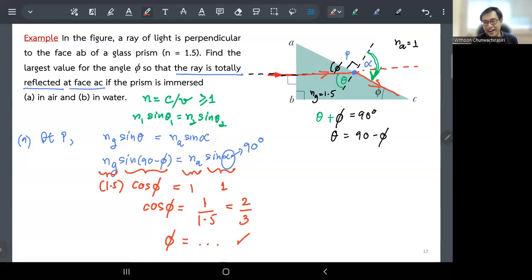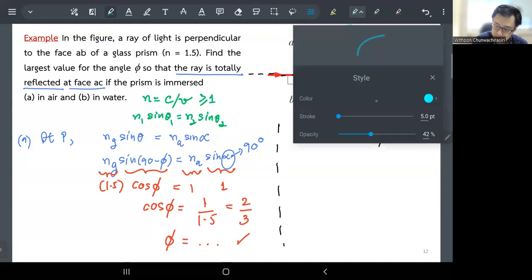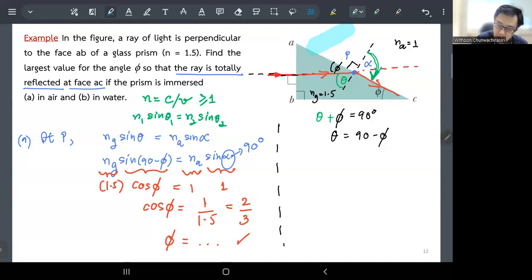Okay. All right, that's easy enough. And part B, no difference. The only thing that is going to be different in part B is, think again: you immerse this prism in water. So now the surrounding of this prism is filled with water. The only thing that is going to change for this particular problem is that instead of having air as the second medium, you change n_air into n of water.